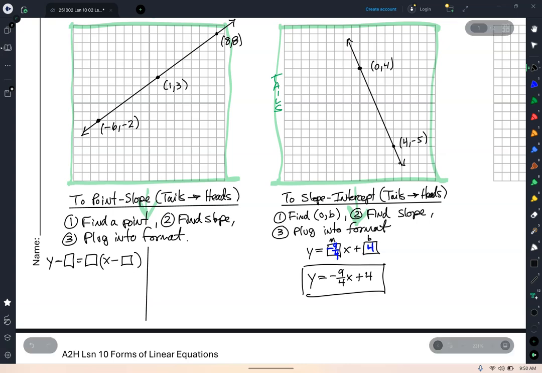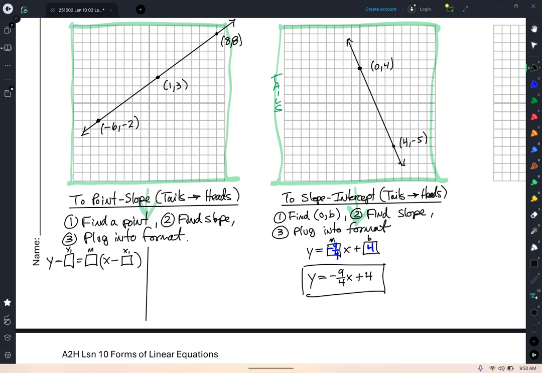Now, let's fill in our numbers. Let's use the point 1-3, like we said. So y minus box. In fact, let's write this information up above here. So this is y1, right? And this is m, and this is x1.